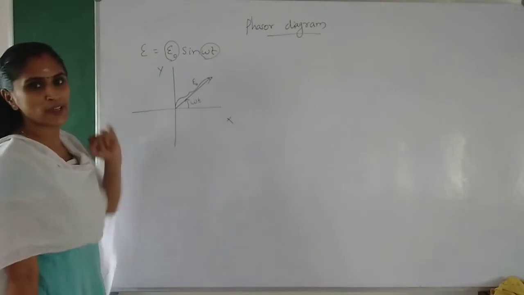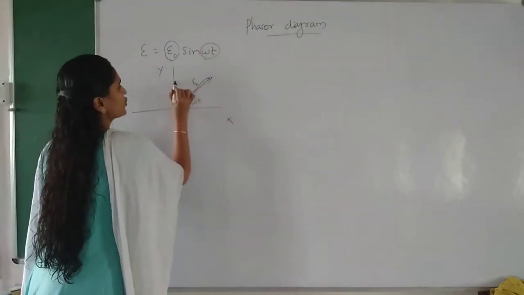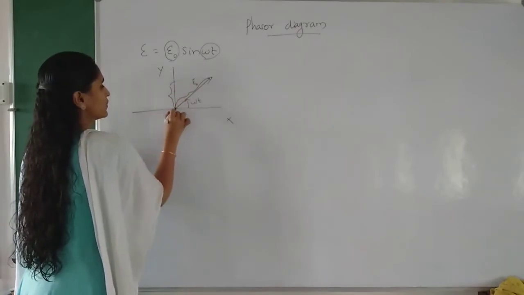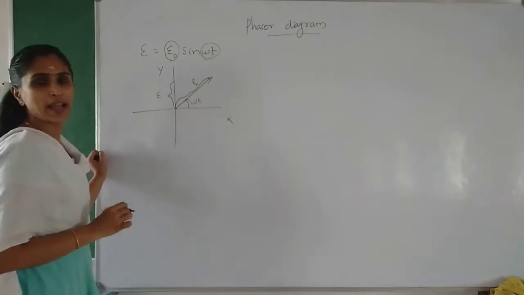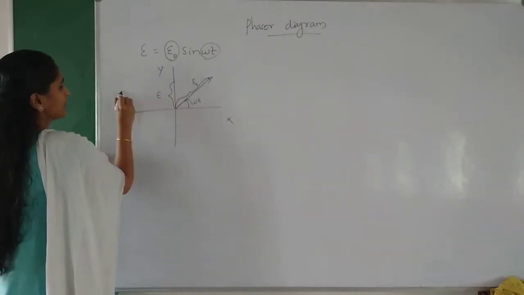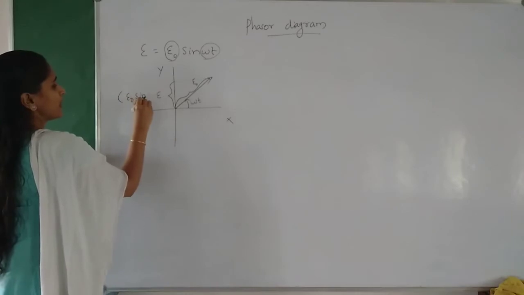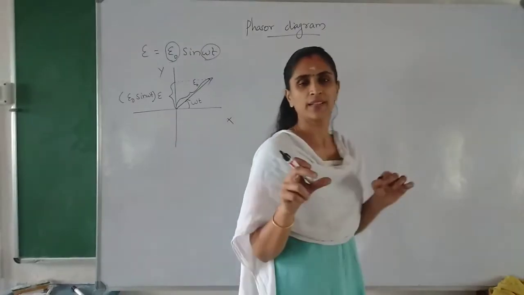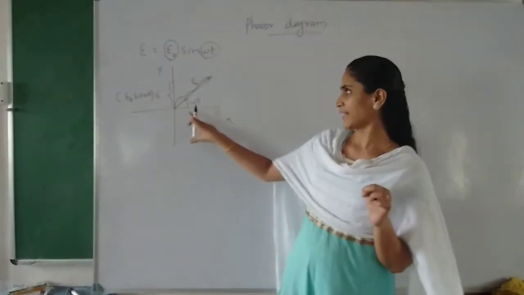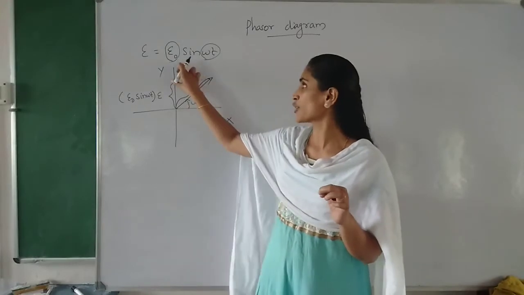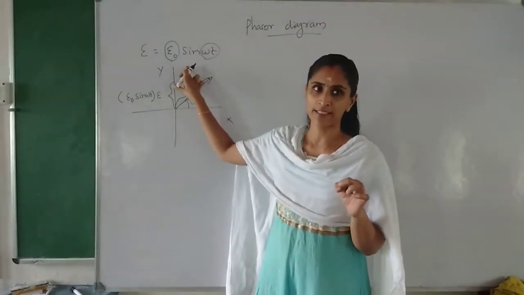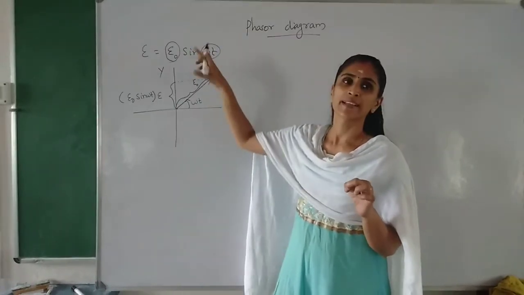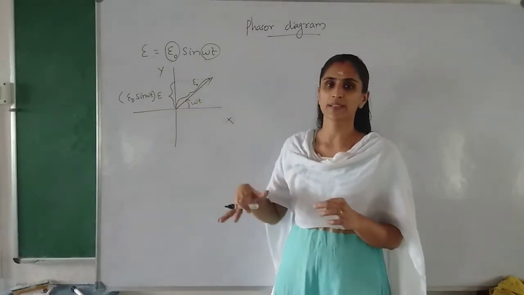And what is E0 sin omega t? That will be the projection of this vector along y. So this will be equal to E, and that is given by E0 sin omega t. So we can represent it as a vector whose length is equal to the peak value and whose angle is given by omega t, or omega t plus phi, whatever it is.